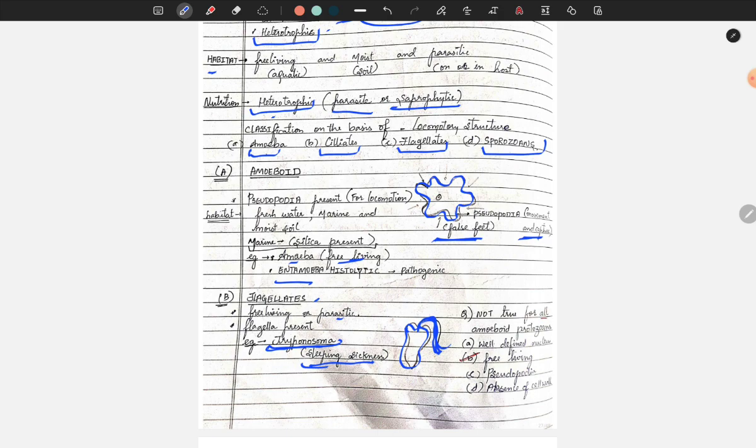Now I'm going to ask you a question. Which is not true for all amoeboid protozoans? The options: well-defined nucleus, free living, pseudopodia, absence of cell wall. Well-defined nucleus: yes, amoeba has a well-defined nucleus, and Entamoeba histolytica also has a well-defined nucleus, guys. Now, free living: yes, this is the wrong option. Amoeba is free living, guys, but Entamoeba histolytica is pathogenic. It is depending on others. Pseudopodia: both have pseudopodia. And absence of cell wall: yes, as it resembles the animal kingdom, it does not have a cell wall.